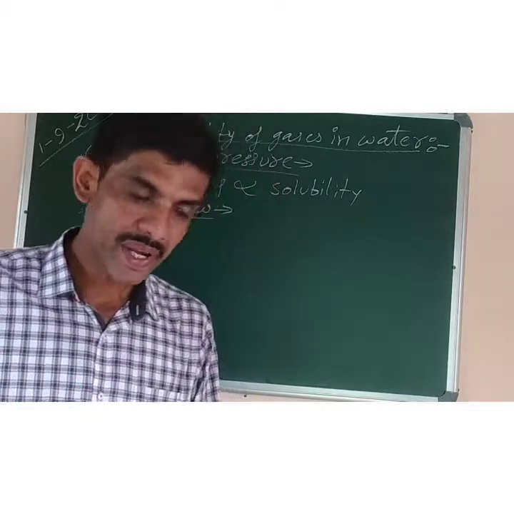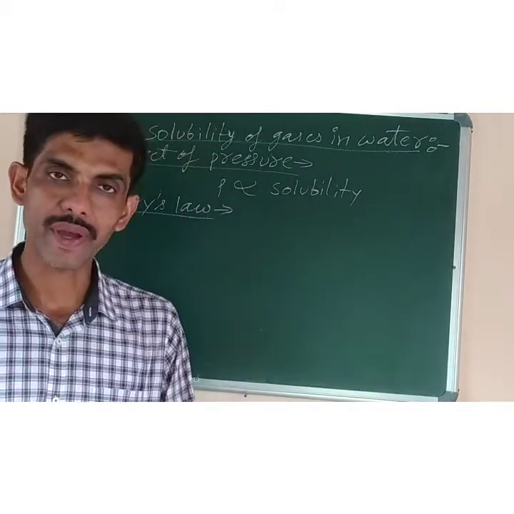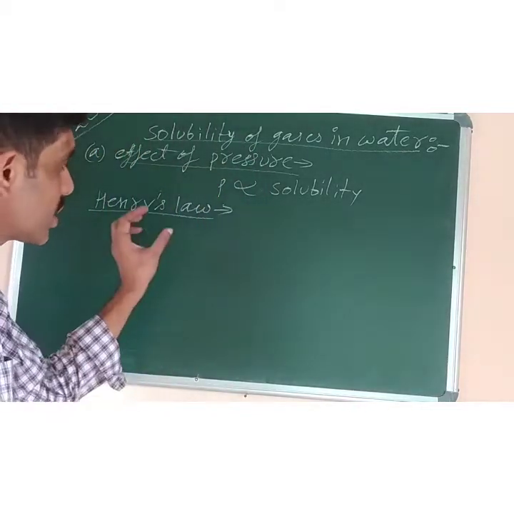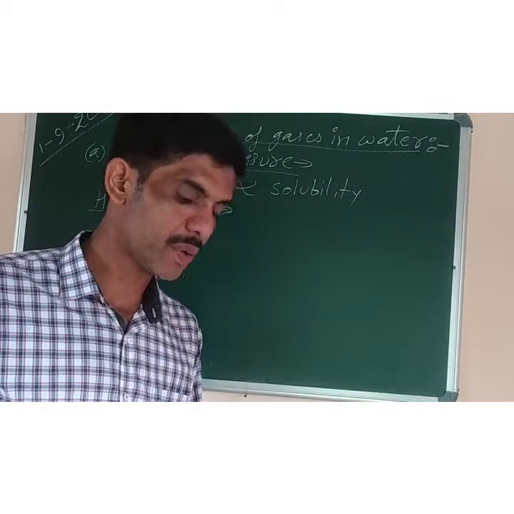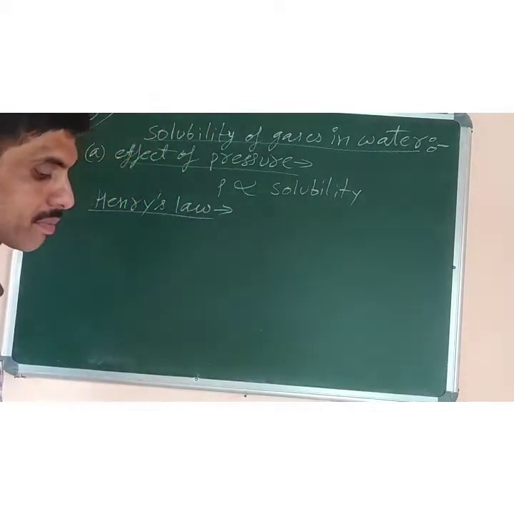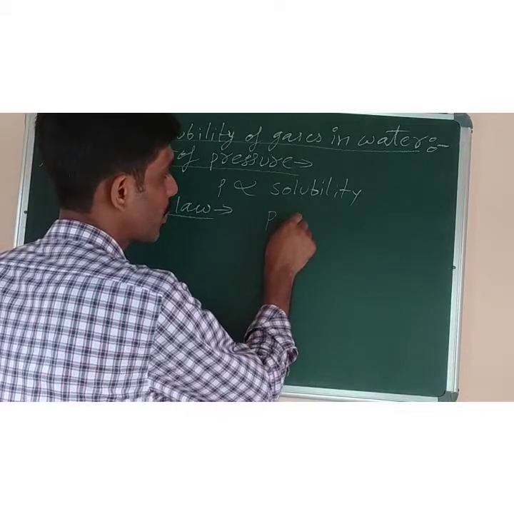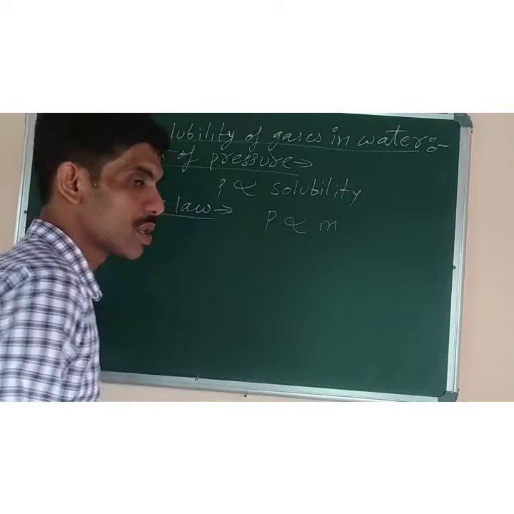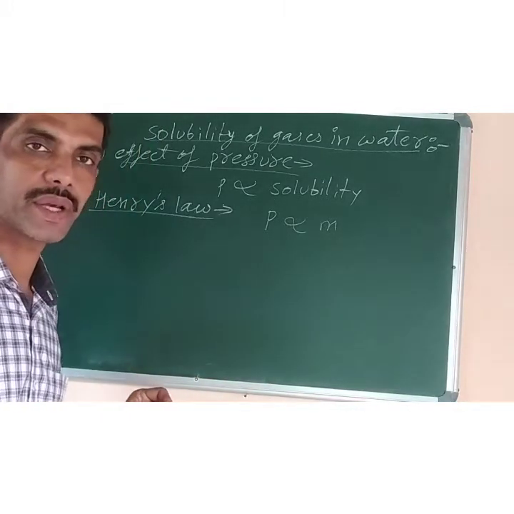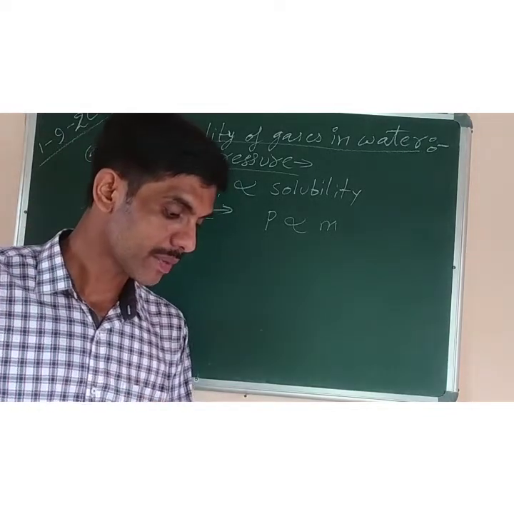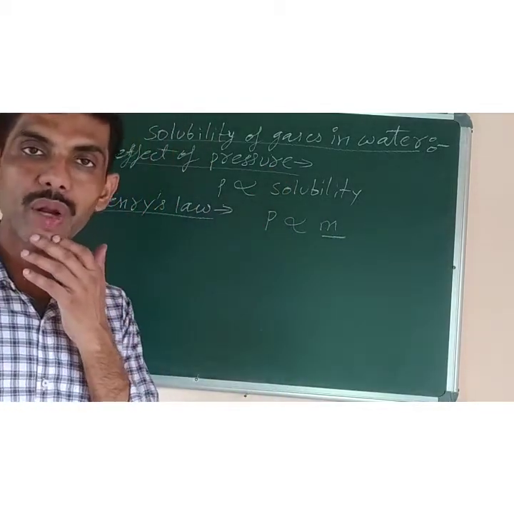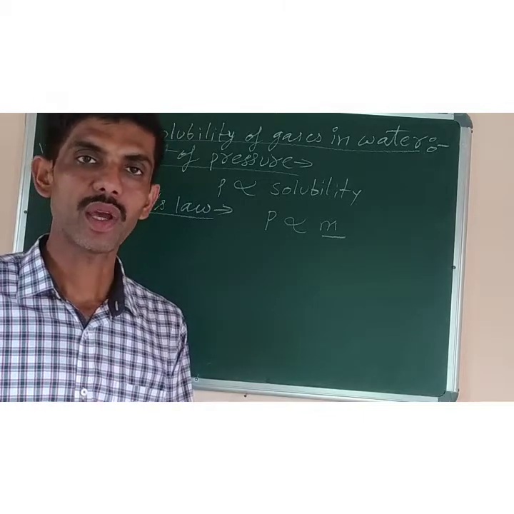Henry's law predicts the effect of pressure on the solubility of a gas in a liquid. This law says that the mass of a gas that dissolves in a definite volume of liquid at a constant temperature is proportional to the pressure of the gas. So pressure is directly proportional to the mass of the gas which dissolves in a liquid at a particular temperature. The second point: the gas does not react chemically with the liquid. Whichever gas has to be dissolved in the liquid should not react chemically with that particular liquid.